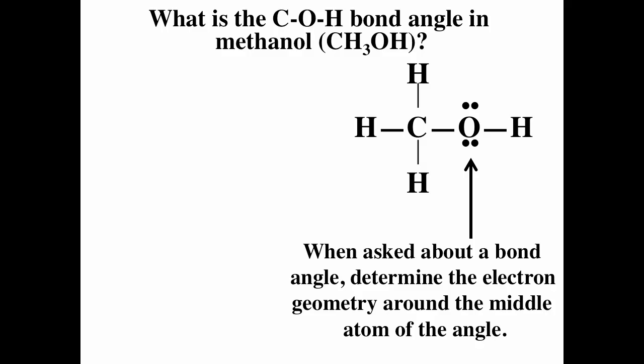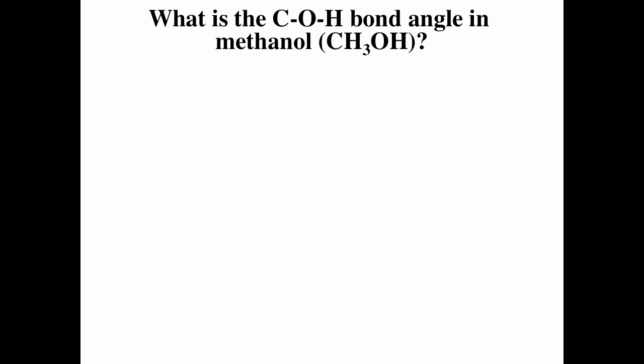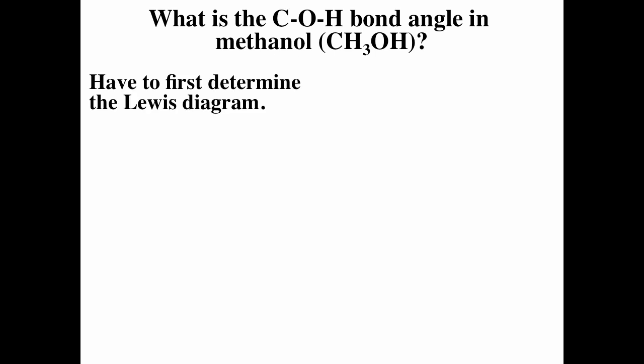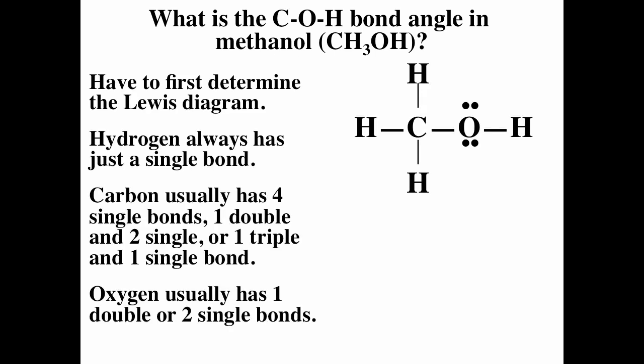You could also be asked, what is the COH bond angle in methanol? And so again, when asked about an angle, you look at the center atom of the angle. So we're asked about COH, this angle. Now, from the Lewis diagram, it looks like that should be 180. But again, please remember the Lewis electron dot diagram does not represent the actual structure of the molecule. The Lewis diagram is just a 2-dimensional representation.